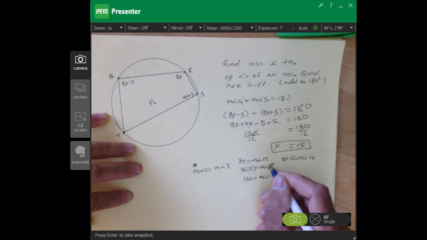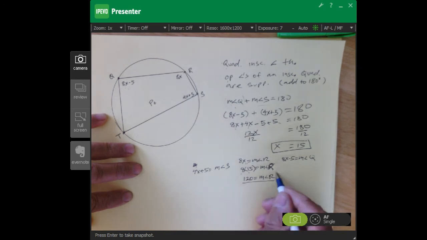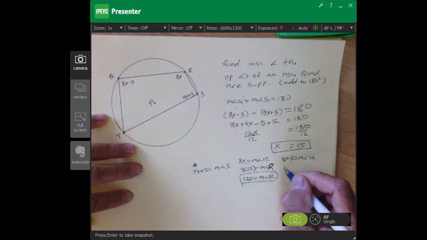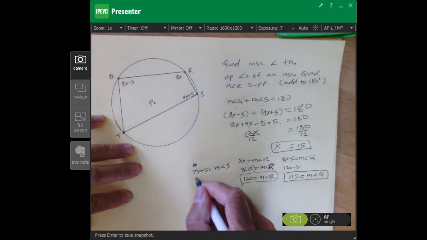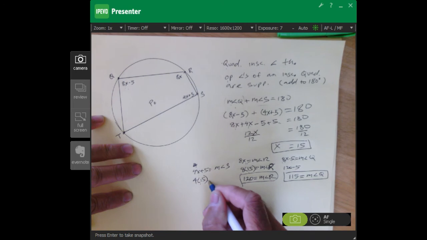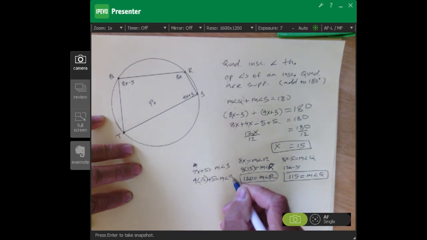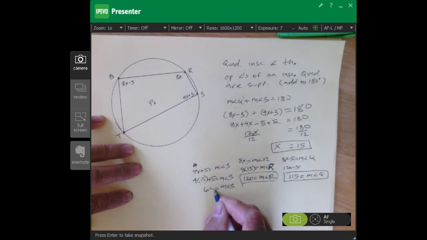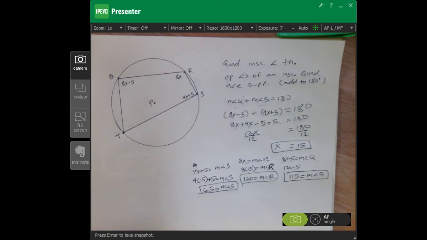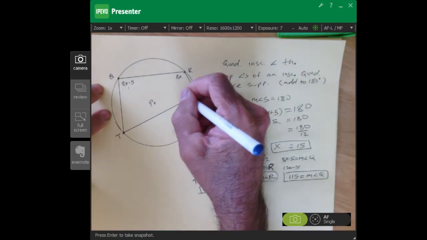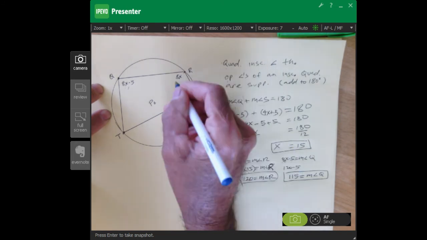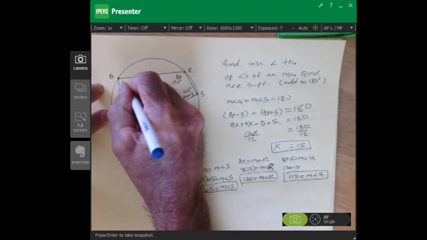Oops, what did I put? This is R. So that's our first value. This one is just 8x, that's 120. We don't have to redo this. So 8 times 15 is 120, minus 5, that's going to give you 115. And then this one, 4 times 15, which is 60, plus 5. And so we have the measure of angle S equals 65. Okay, so now we have these angles. This one was 65 degrees, this one was 120 degrees, and this was 115.